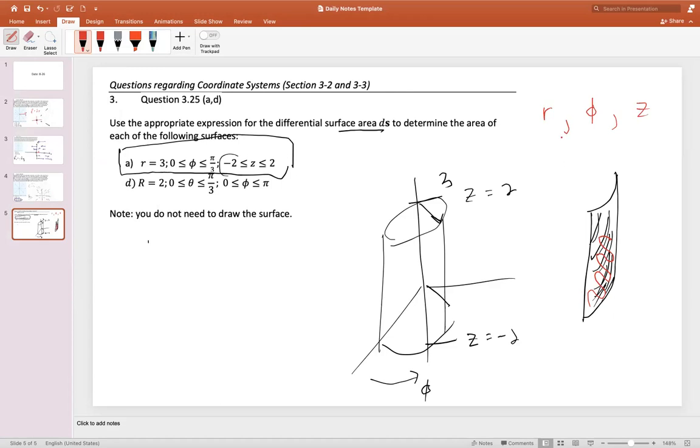No. Yeah, r does not change. No matter where we are, no matter what location we are in, the value of r is equal to 3. We're on this radius of 3. But phi, if we move around on this, phi does change. If I move this direction, phi is changing. If I move this direction down, z changes. So we're on a surface where these ones change.